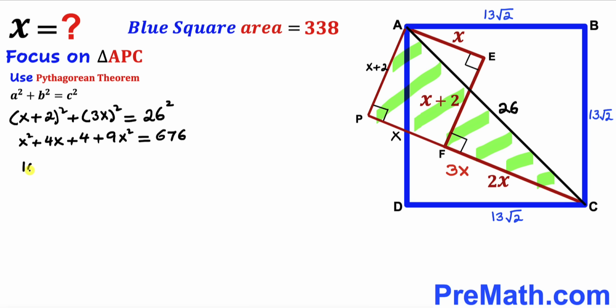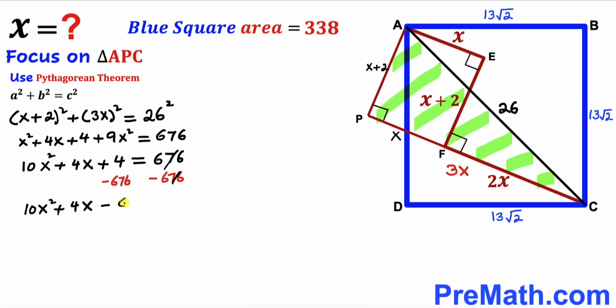So we're going to get 10x square plus 4x plus 4 equal to 676. And now I'm going to subtract 676 from both sides. This is gone. So therefore we end up with 10x square plus 4x minus 672 equal to 0. And now I'm going to divide by 2 across the board to make our job simple.